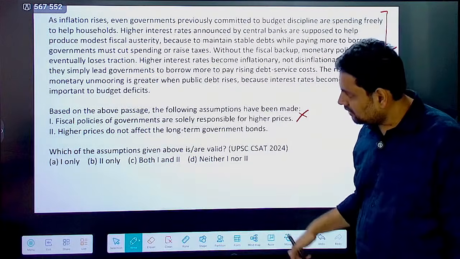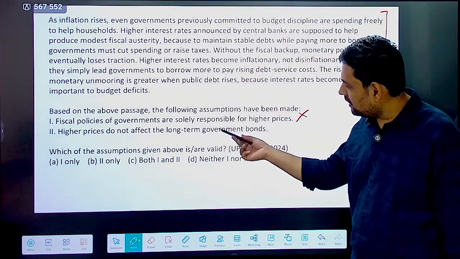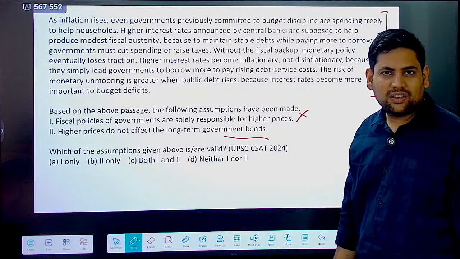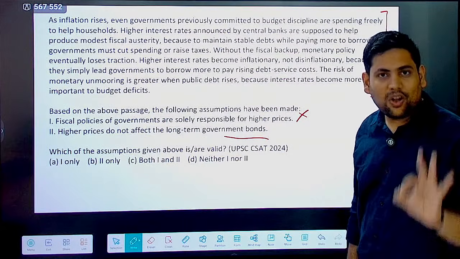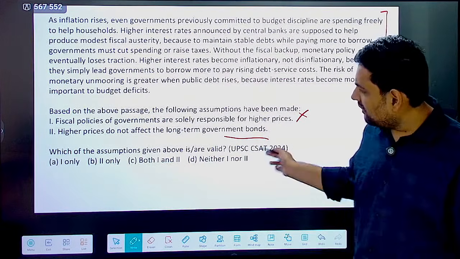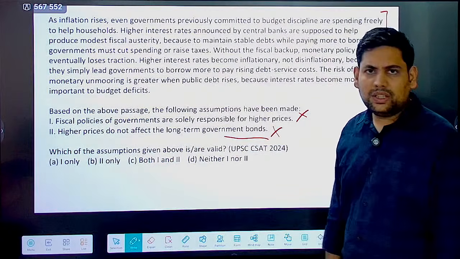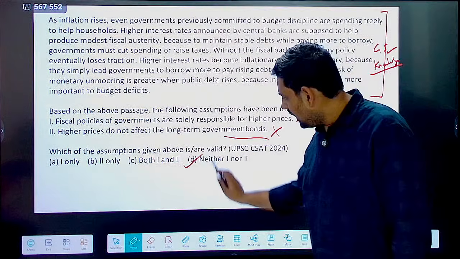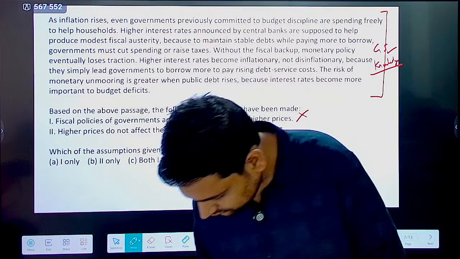So this is wrong. Then, higher prices do not affect the long-term government bonds. What do you think? This is factually wrong. Nobody can justify this. Of course, higher prices will affect government bonds. So both of these are wrong. Answer becomes D.